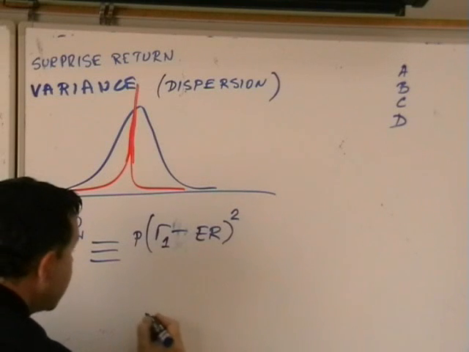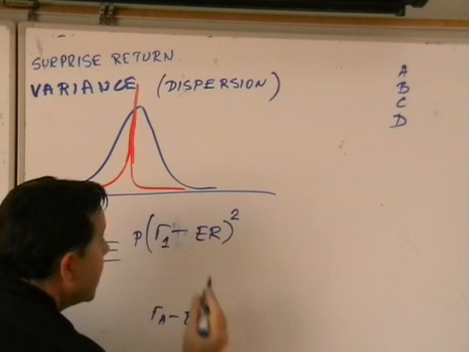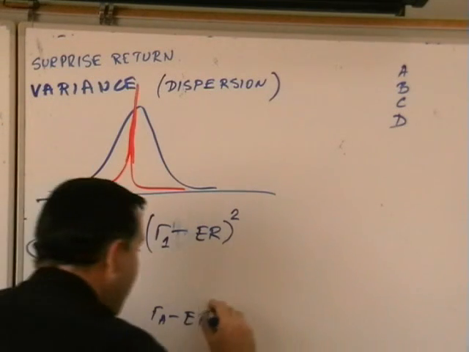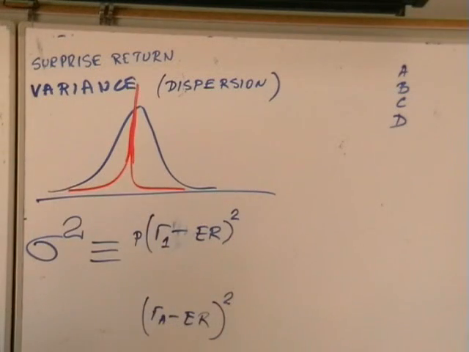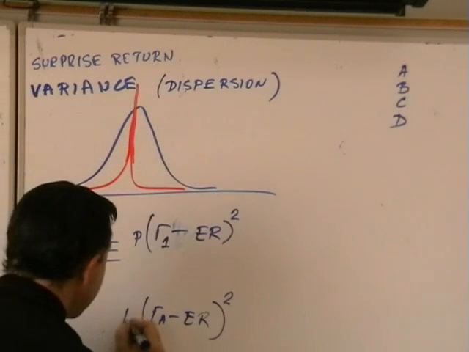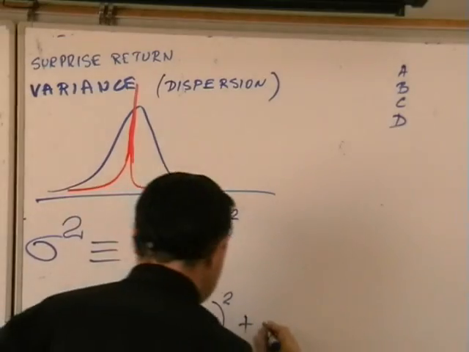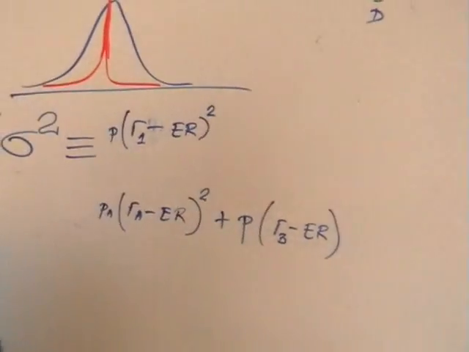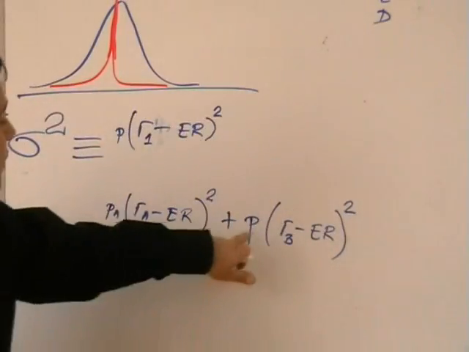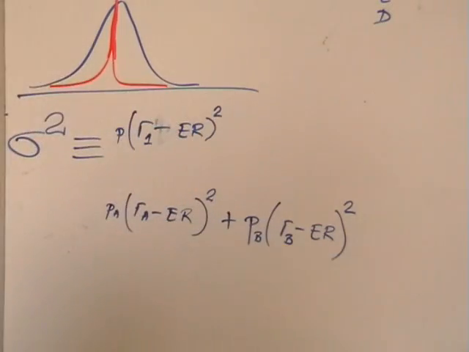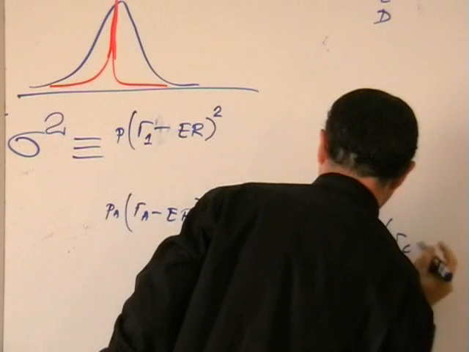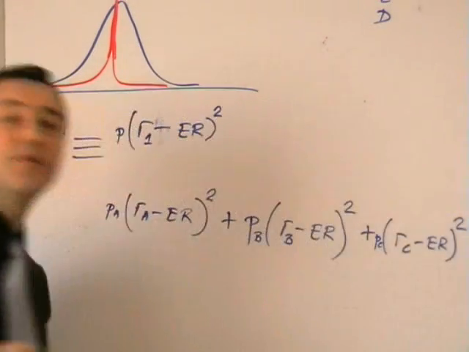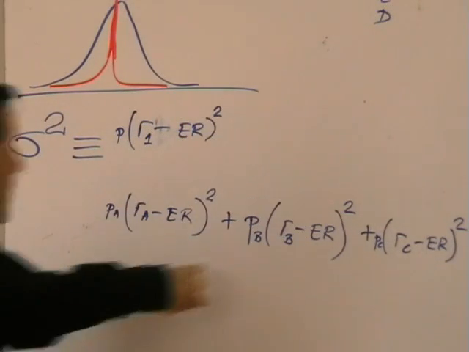All we're going to be saying is that you take the return of A and you subtract from it the expected return. In other words, you take the surprise return, then you square it, a normalization with the sign, and then you take the probability of A. And then the same story for B: the return for B, the surprise return, square it again, and weight it by the probability of B, plus RC minus expected return, again squared, times probability of C. And you simply sum over these.